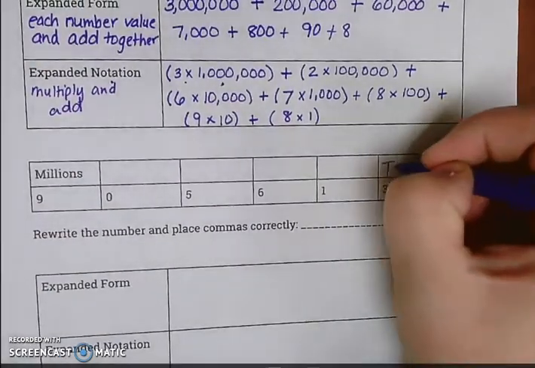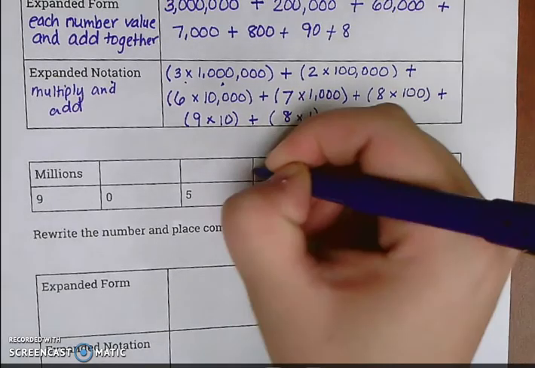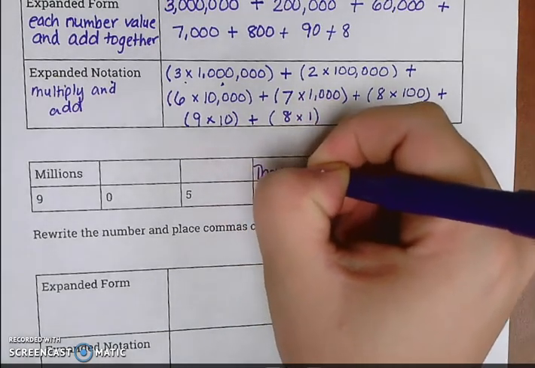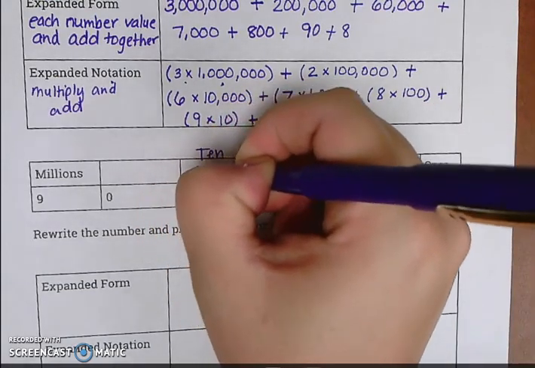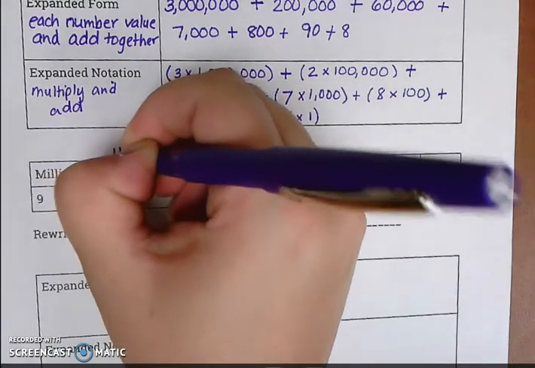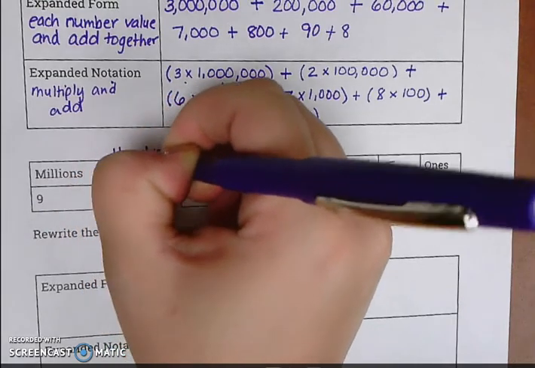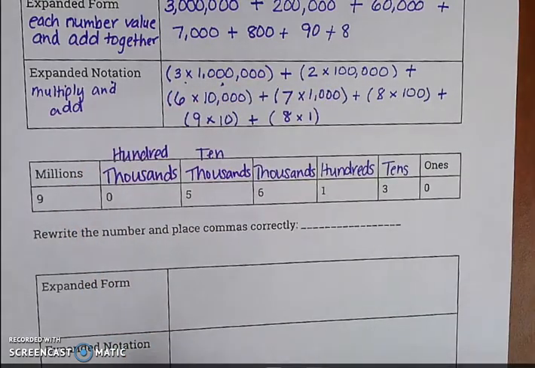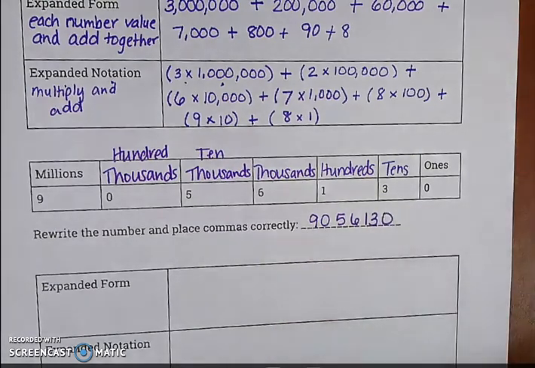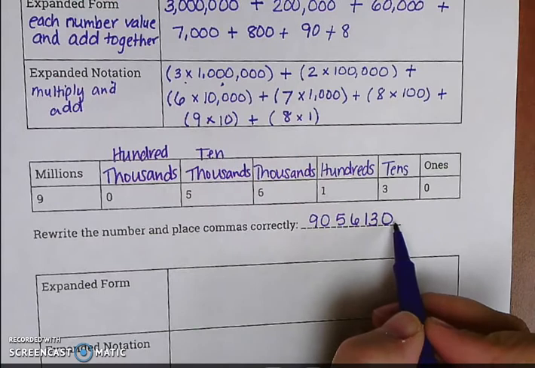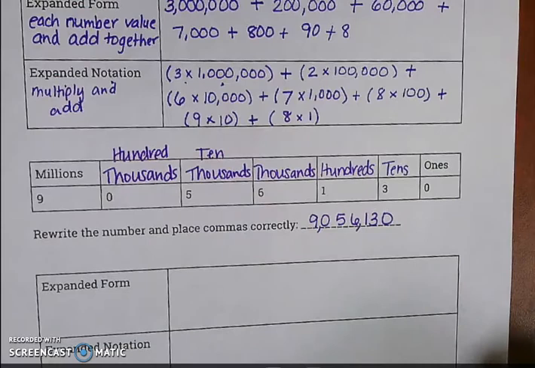So we've got tens, hundreds, thousands, 10,000s, 100,000s, and then millions. Okay, so we're going to rewrite that number that's there, and we're going to place our commas correctly. So starting at the ones place, counting over 3. 1, 2, 3, comma, 1, 2, 3, comma.